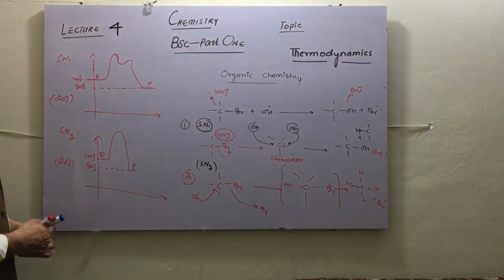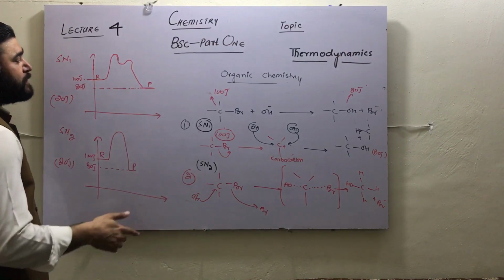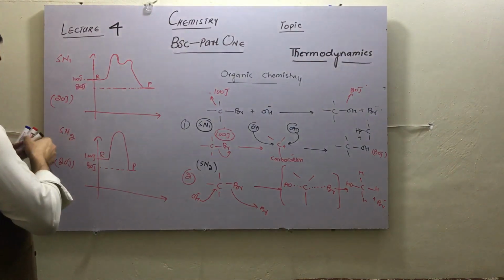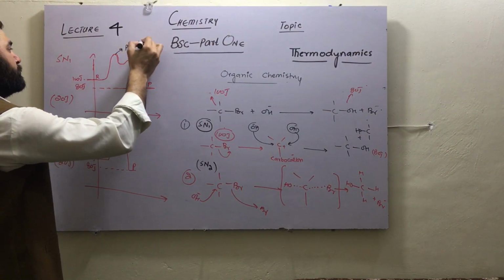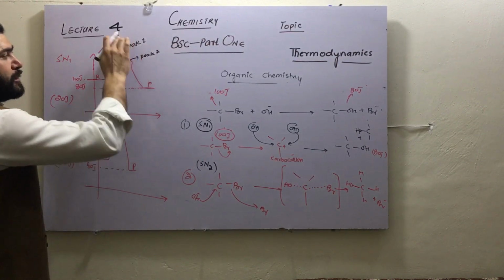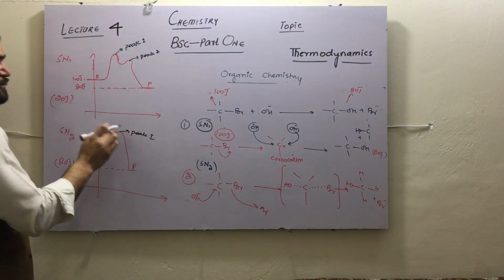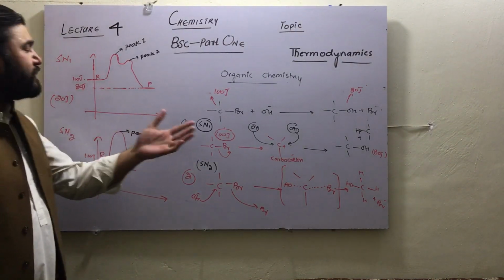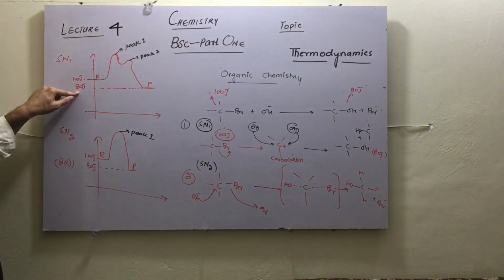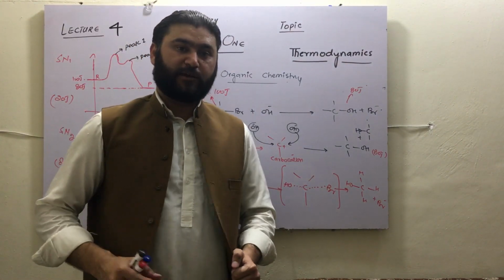A state function tells you what the initial and the final values are, while a path function tells you in how many steps it happened, in 2 steps or in 1 step. Here there are 2 peaks: this is peak 1 and this is peak 2, so this reaction involves 2 steps. And here there is only peak 1, which means it is only a 1-step reaction. So a path function tells you about the route, while a state function tells you only the initial and final values. This is the most important difference between path function and state function.